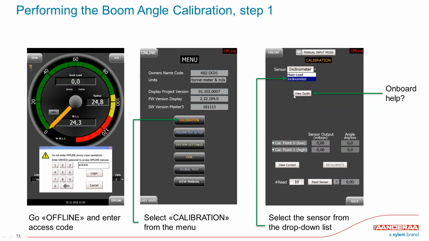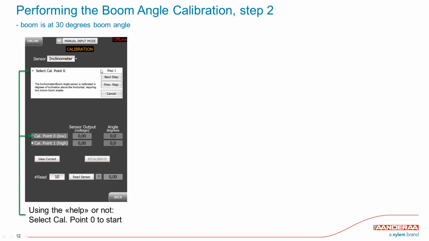Please note that you have something called a view guide. We have an onboard guide in the system, which means that if you've done it before but you would like some guidance, you select the view guide push button. And the view guide will then show you the steps required. And the first step after positioning the crane at 30 degrees is to select which of the 2 calibration points you want to calibrate. In this case, it's calibration point 0, the low.